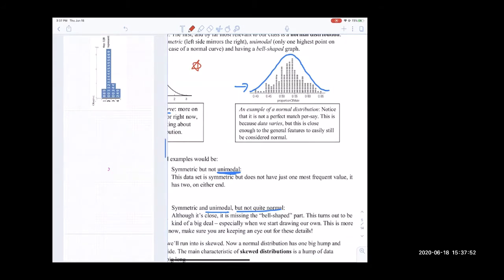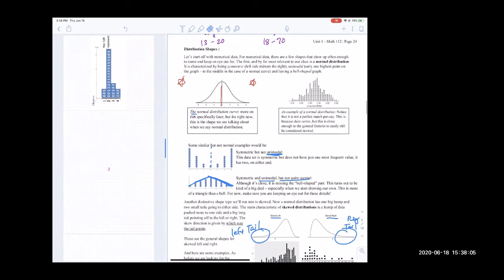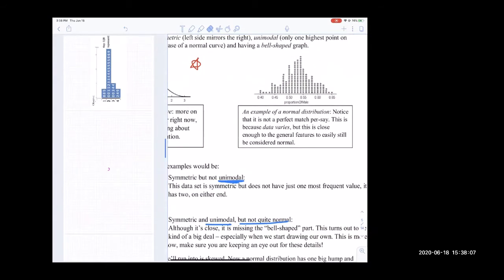So watch here. This doesn't look very much like the normal distribution that I described over here, right? But this is just one example of it. Notice that this is not a perfect match per se. This is because data varies, right? But this is close enough to the general features to still be considered normal. So when you graph something like that, it becomes what we call a normal distribution. Oh, that's horrible, but get the idea, right?